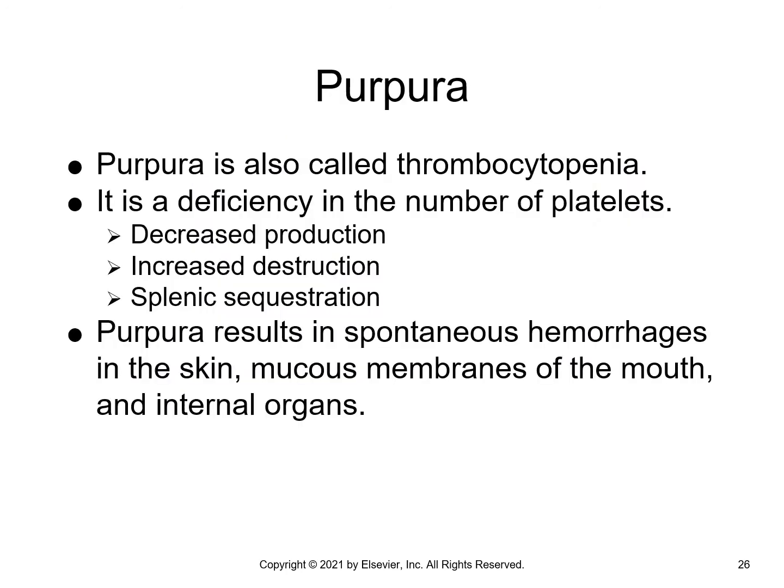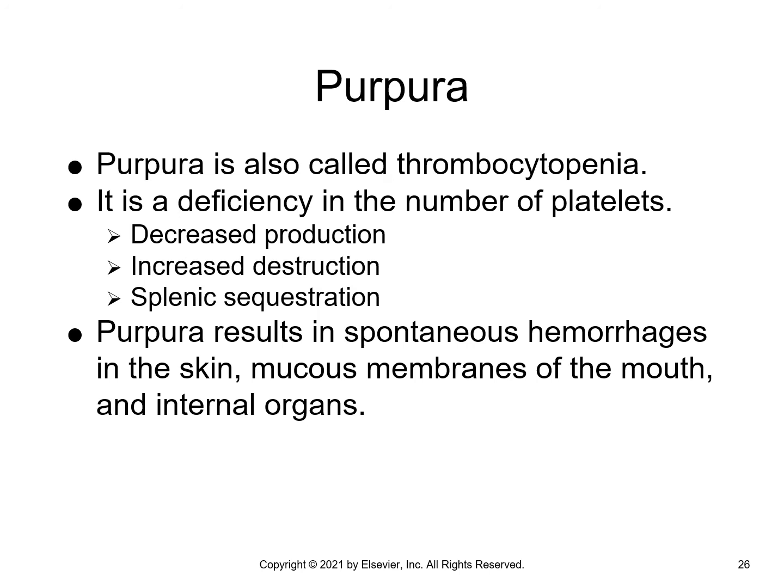Purpura, on the other hand, is commonly referred to as thrombocytopenia. Thrombocyte would be those clotting cells, and penia would mean not enough of them. So this is a deficiency in the number of platelets. It's either due to decreased production, increased destruction, or splenic sequestration, which means that the spleen is taking in all of these platelets and holding them in the spleen and not letting them out into the rest of the body to do their part there.